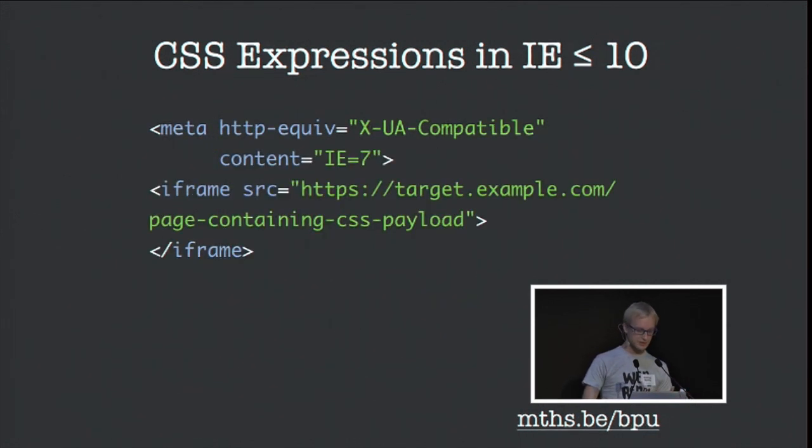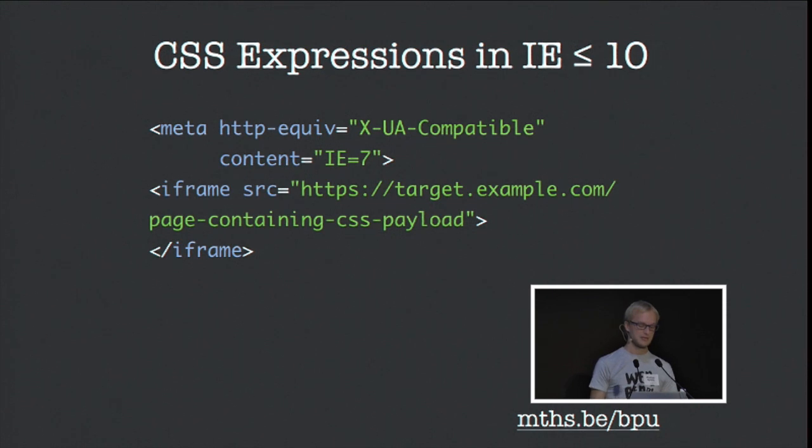Well, it turns out that the attacker can just create a web page of their own, hosted on their own server, add the meta tag there, and trigger IE7 compatibility mode. And then they could embed the targeted website with their CSS payload inside of an iframe. In that case, the document mode of the parent document is inherited by the targeted website in the iframe, even if the targeted website would normally use the latest available rendering mode.